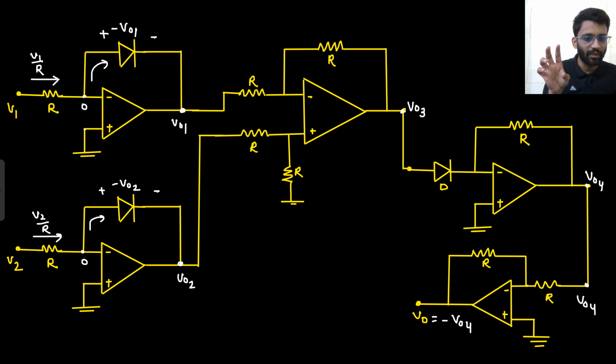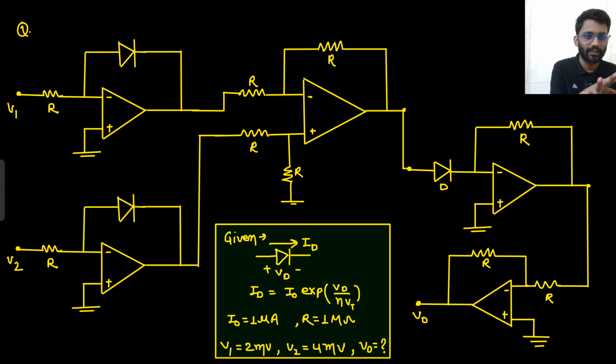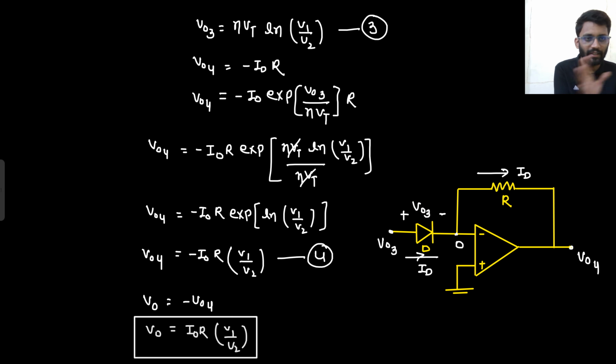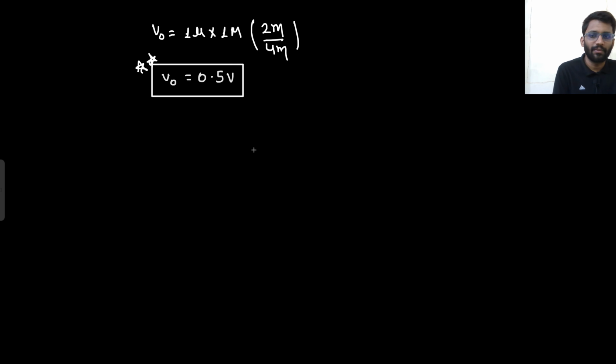You applied two inputs V1 and V2 to this particular circuitry, and in the final answer you analyzed the complete circuitry. It was very easy to analyze. We analyzed the stages one by one, and in the final answer we got that your V naught is I naught into R V1 by V2. So this was your V1 by V2 that you got, 0.5 volt. Well and good, very easy. So we are done with this assignment.